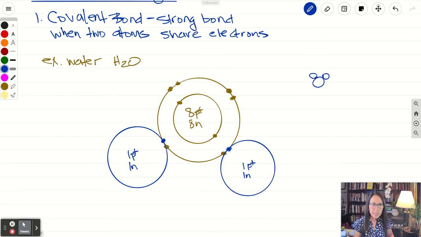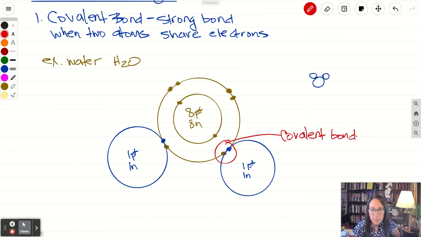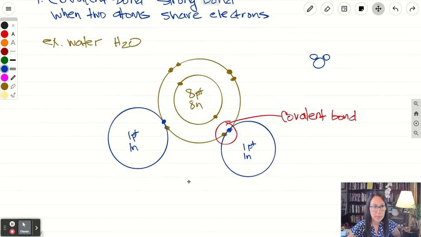And what I want to point out is that this sharing of electrons here is called a covalent bond. This right here that I'm circling is a covalent bond. Okay, covalent bond, and it's very, very strong. And water is very, very stable and very important for life. Okay, so that's one bond. The second bond is called an ionic bond. Okay, it is less stable, easier to pull apart compared to the covalent bond.